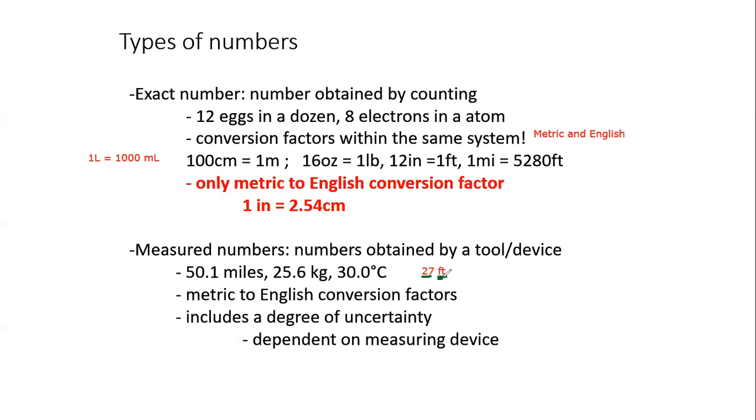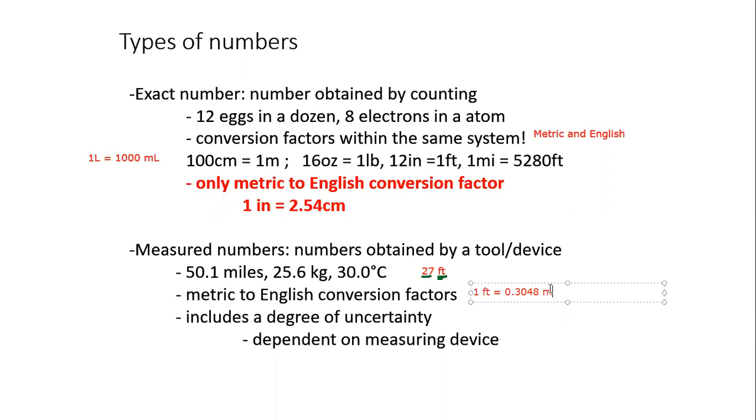And so besides a number obtained through measurements, any metric to English conversion factors are measured numbers. So what do we mean by that? For example, 1 foot equals 0.348 meters. So you see you have foot on one side, which is English, meter on the other side. This is a measured quantity. So these are conversion factors that are only known to a limited number of decimal places.